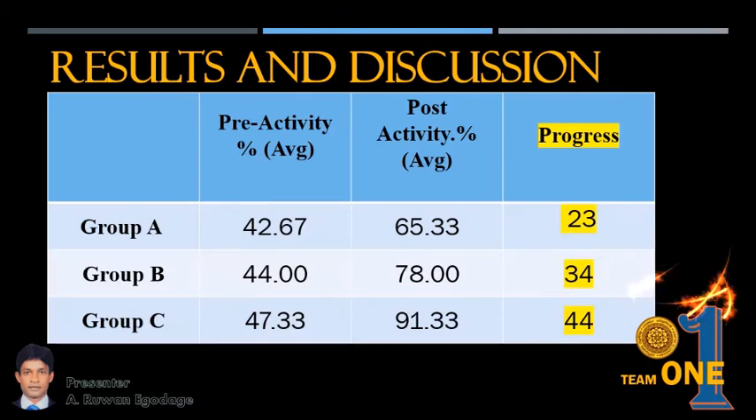Here we go with the results and discussions. Take Group A: 65 minus 42, that is 23. For Group B, 78 minus 44, that is 34. And for Group C, 91 minus 47, that is 44. Out of these three values, you can see that 44 is the highest value. That means we recommend the activity combination used for Group C as the best one. You can remember the combination was the poster maker plus the interactive video lesson.